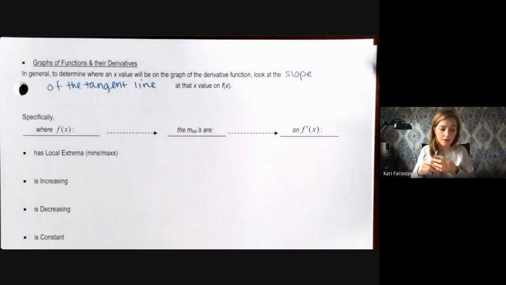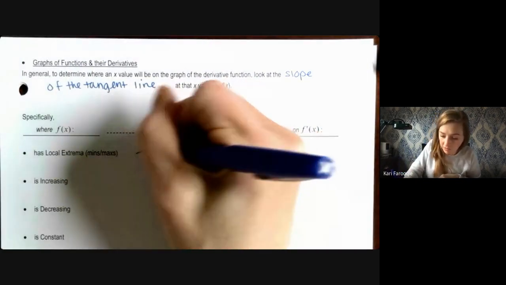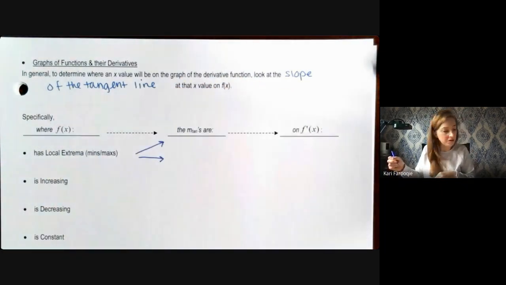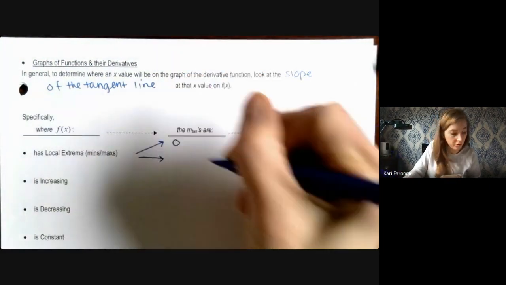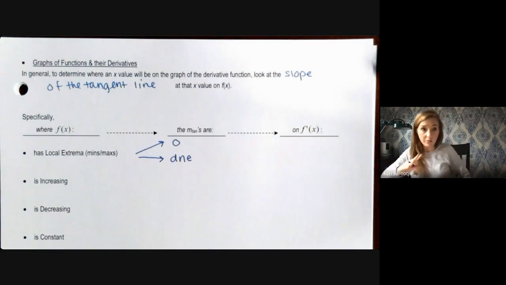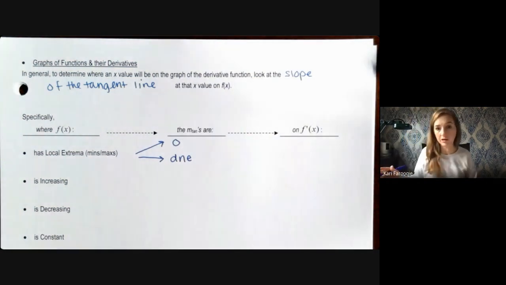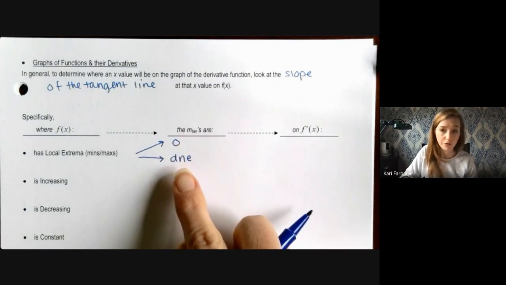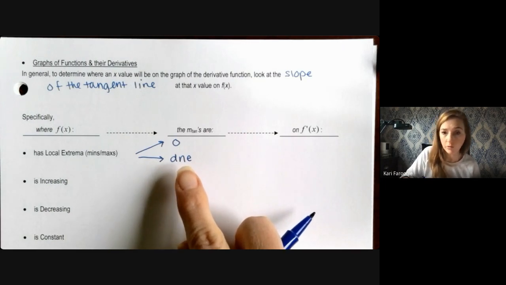So specifically, where f of x has local extrema, or mins and maxes, we might have two different things happening. It could be that the slopes of the tangent lines are 0, or it could be that they do not exist. So this leads us back to the very first thing we were talking about in this section. We had the graph where we had slopes of the tangent lines being 0 with local extrema. And then we had another graph with a sharp point where the slopes of the tangent lines did not exist, but we still had a minimum or a maximum value.